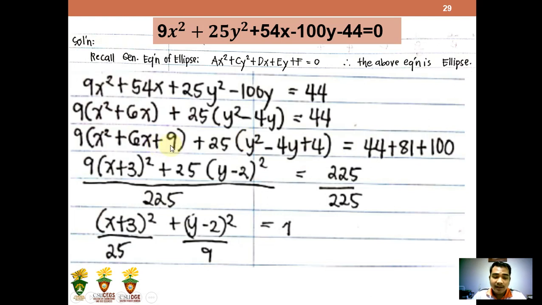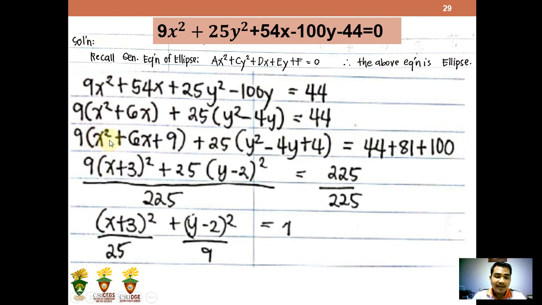Now, didn't we add values of 9 and 4 earlier to the x variable so it becomes a perfect square, and also for the y variable? The 9 that we added is inside the parentheses, so we need to multiply it, which gives the outside value. So 9 times 9 is 81, and 4 times 25 is 100.